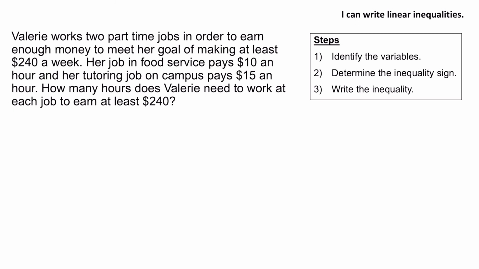So Valerie works 2 part-time jobs in order to earn enough money to meet her goal of making at least $240 a week. Her job in food service pays $10 an hour, and her tutoring job on campus pays $15 an hour. How many hours does Valerie need to work at each job to earn at least $240? So we see we have this "at least" popping up in our word problem.